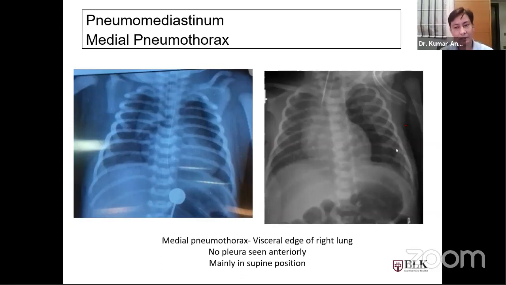However, many times they resolve immediately with a change in the settings, and most of the time they don't require any drainage by ICT. If you compare pneumomediastinum versus medial pneumothorax, they appear similar. To differentiate between them, the medial pneumothorax never uplifts the thymus, whereas pneumomediastinum would uplift the thymus. So to diagnose whether it's a pneumomediastinum or a medial pneumothorax, look at the margin, look at the thymus. In the medial pneumothorax, we look for the visceral edge of the right lung and there is no pure margin visible.